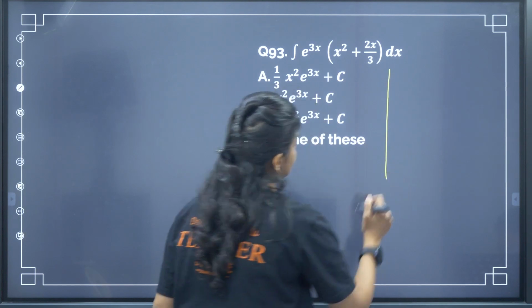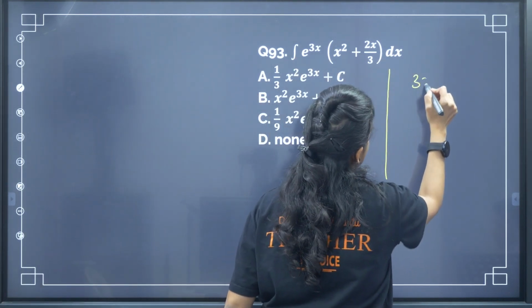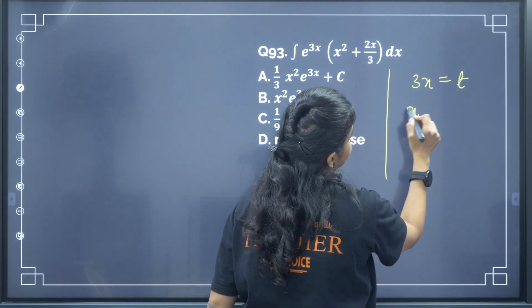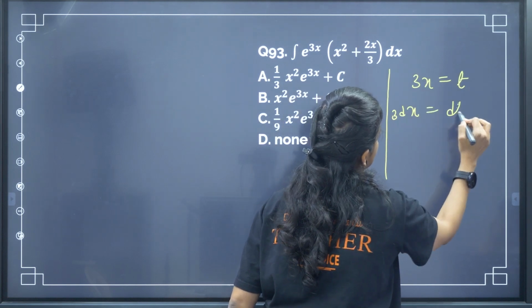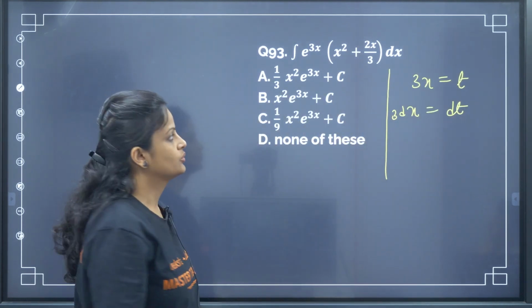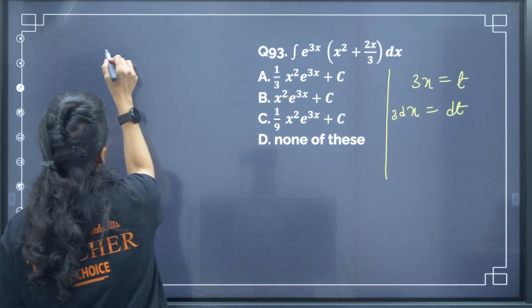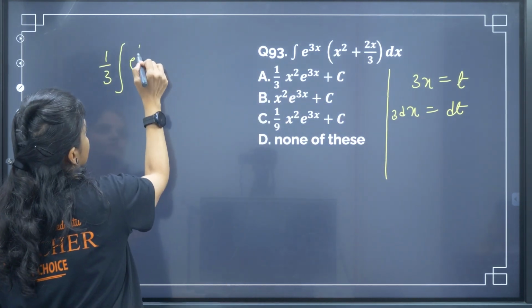Now, a little bit you have to think here. If I take 3x as t, then if you differentiate, 3 times dx is equal to dt. Now if I substitute that here, anyway 3 will go down, so 1 by 3 is anyway there outside, e to the power of t.